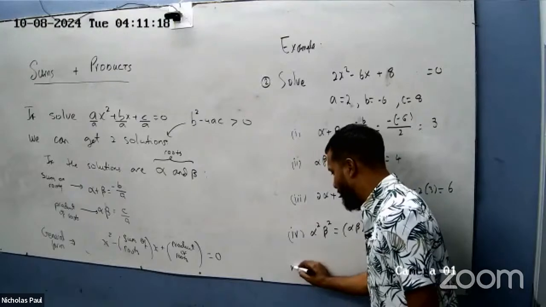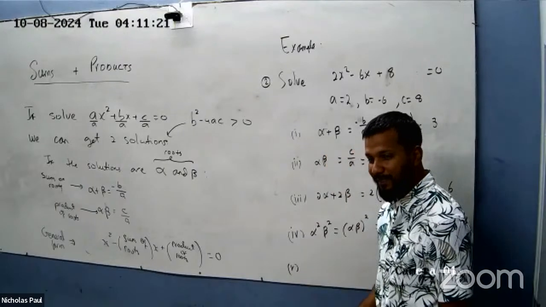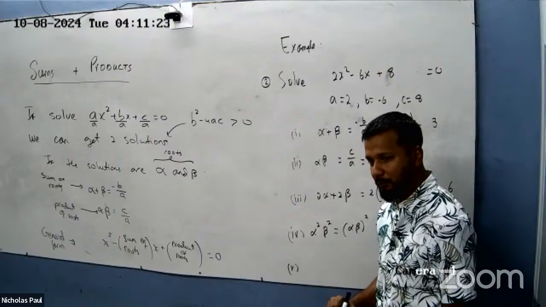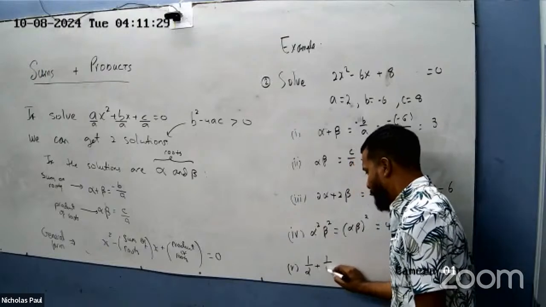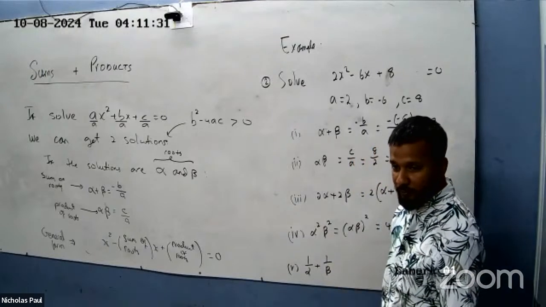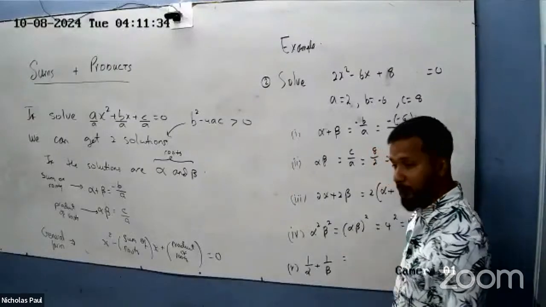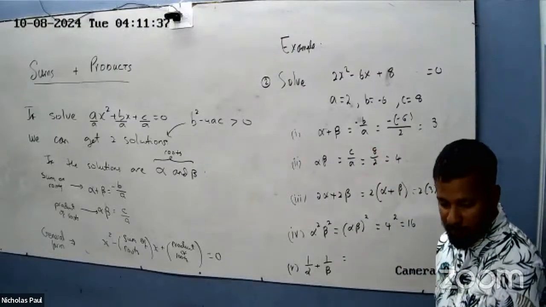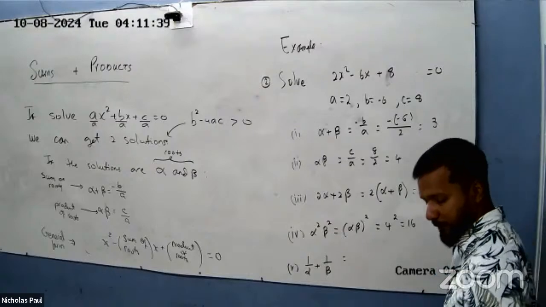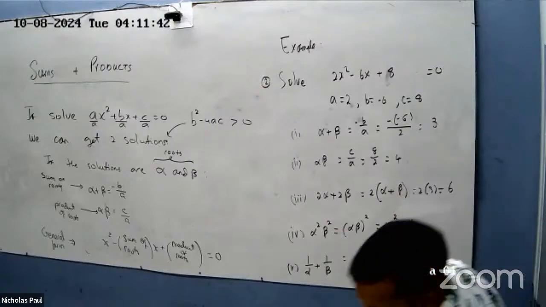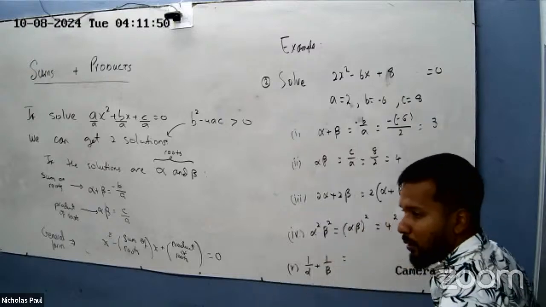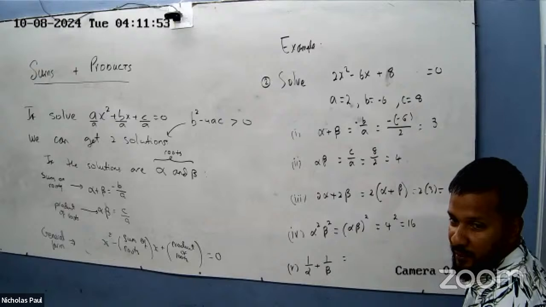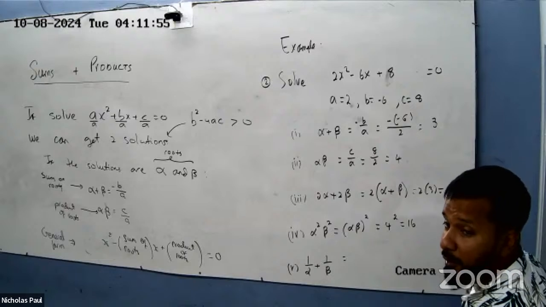All right, I'm going to give you a medium one. 1 on alpha plus 1 on beta. How are you getting that? This one is kind of hard. Think about it. I'm looking for any ideas. How are we getting 1 on alpha, 1 on beta?